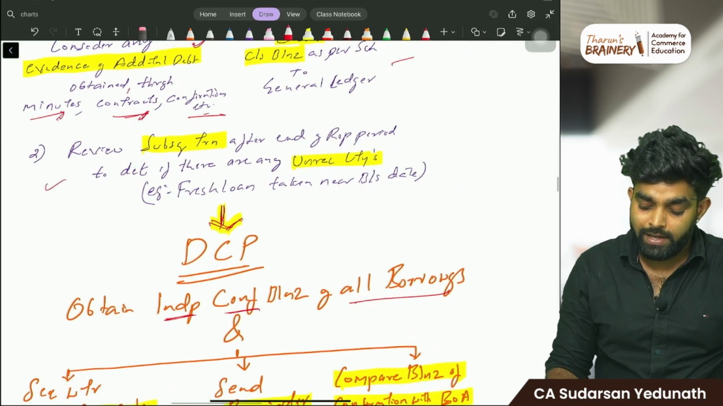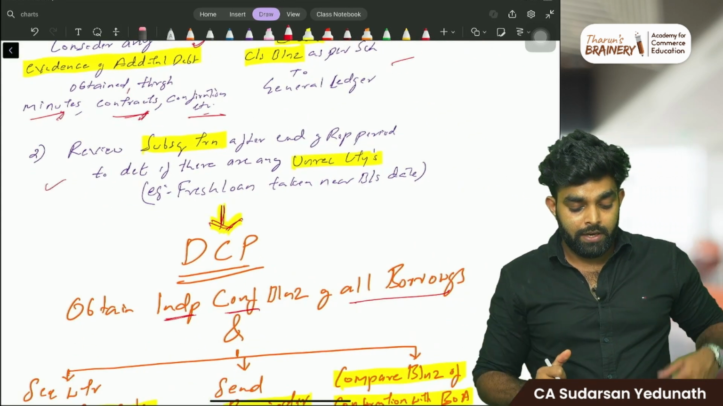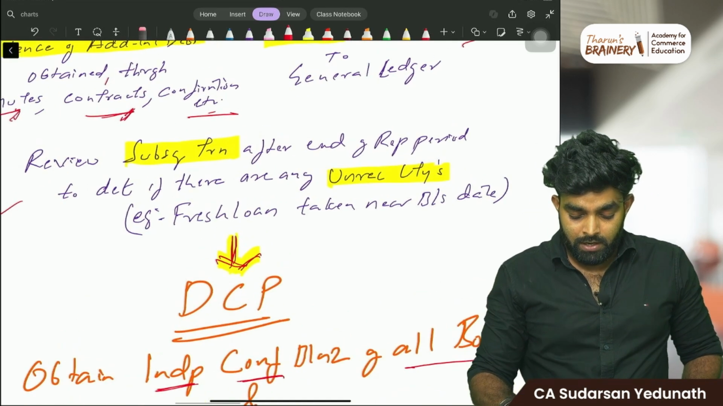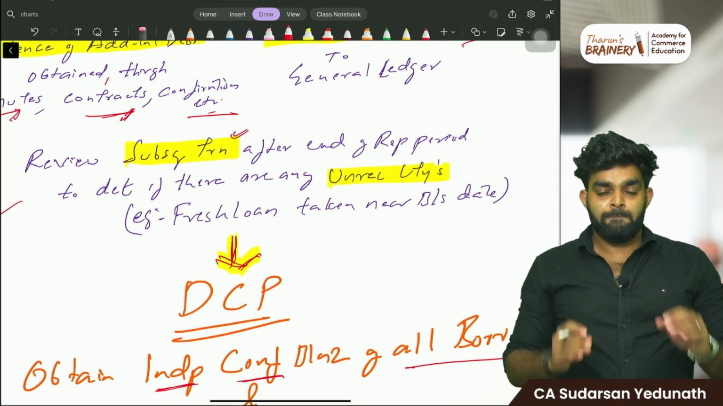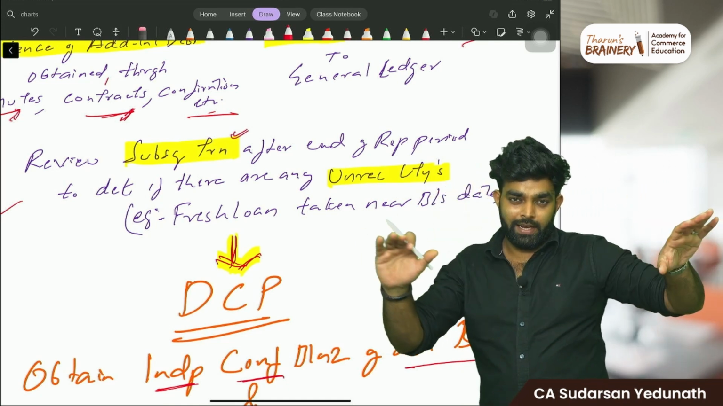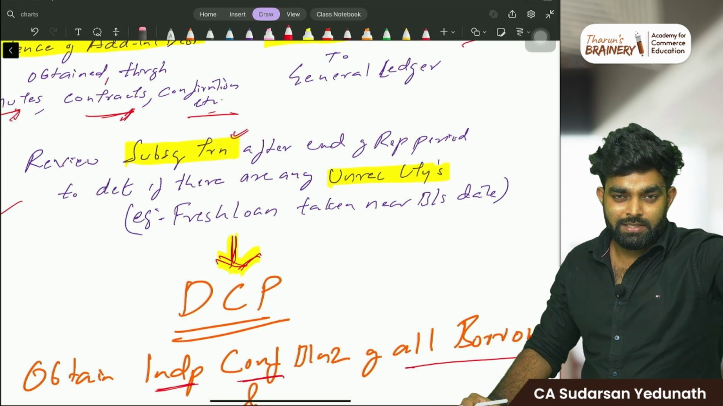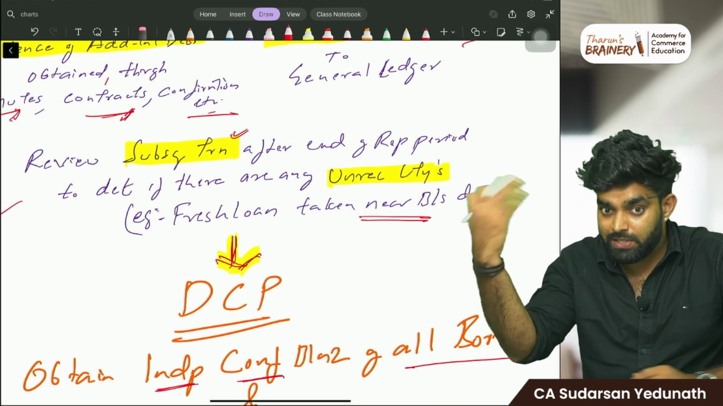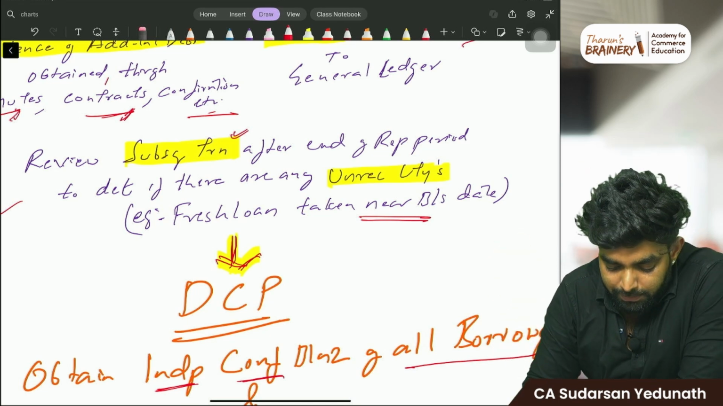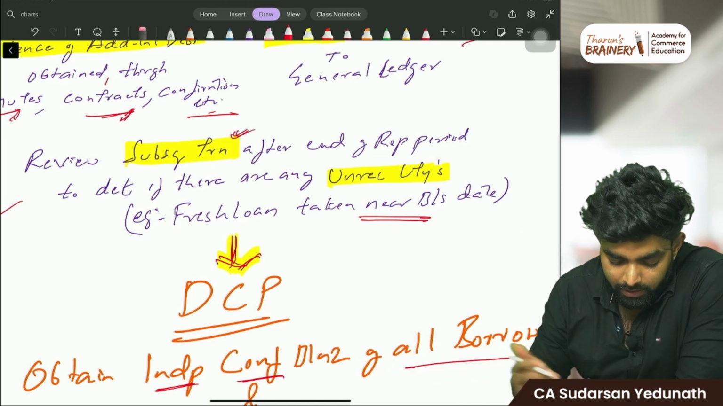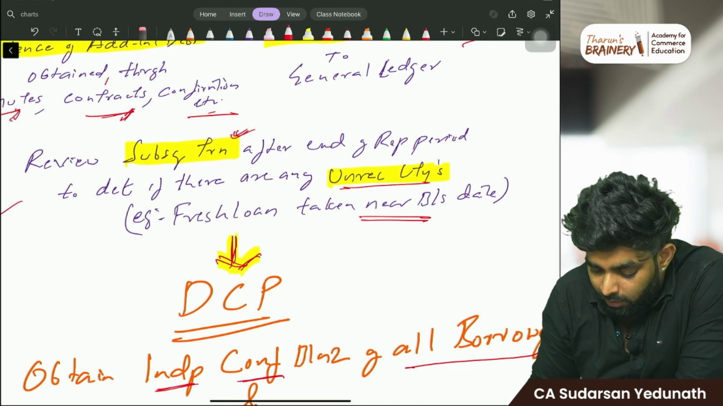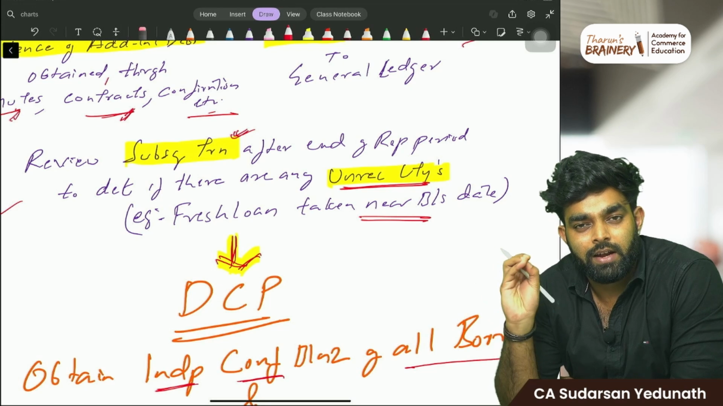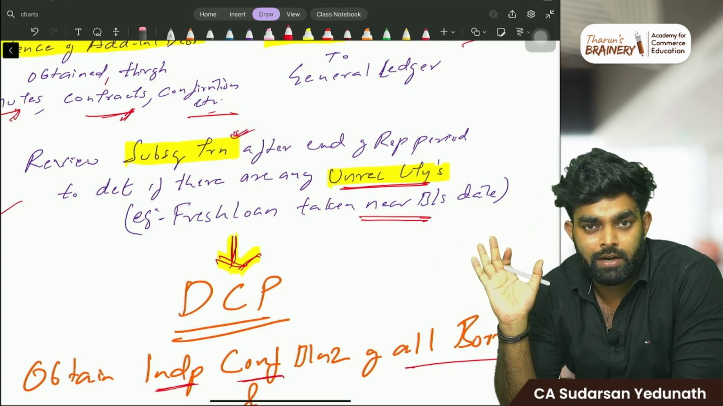Then review the subsequent transactions after the end of the reporting period to determine if there are any unrecorded liabilities. Subsequent transaction means, say the period ends 31/3/2023, and on 1st April or 2nd April the company has taken a new loan. That is a fresh loan taken near the balance sheet date, which we call a subsequent transaction for borrowings. Just review all those and see whether there are any unrecorded liabilities. Some liabilities need to be recorded in the current year but are not recorded.